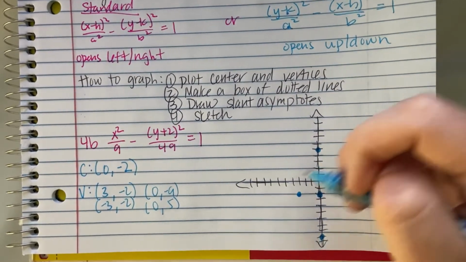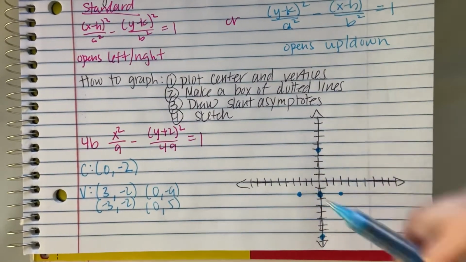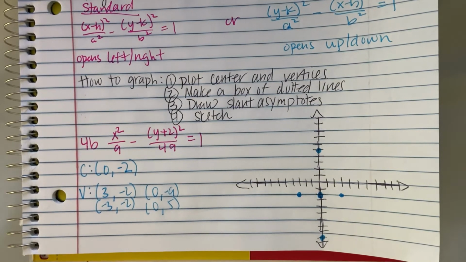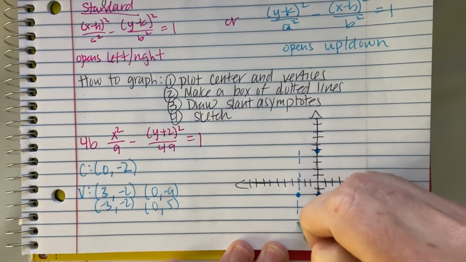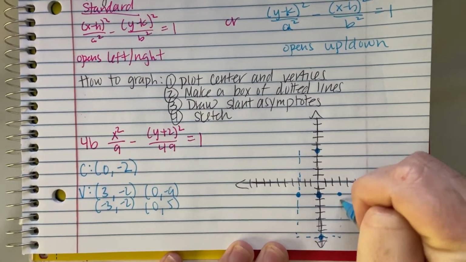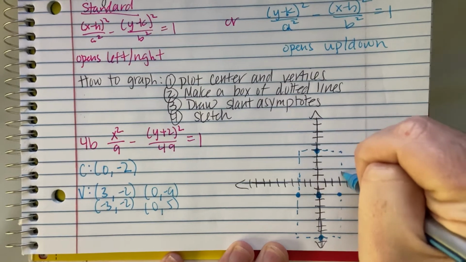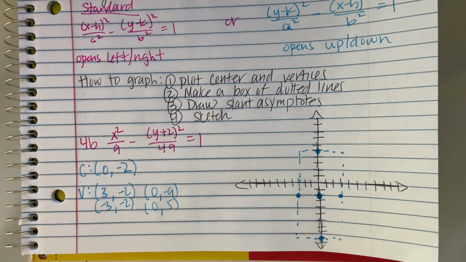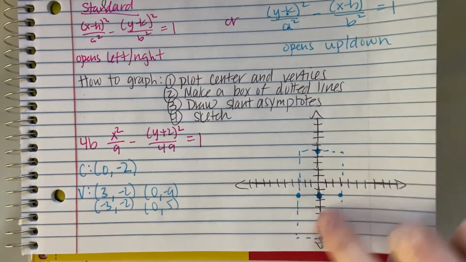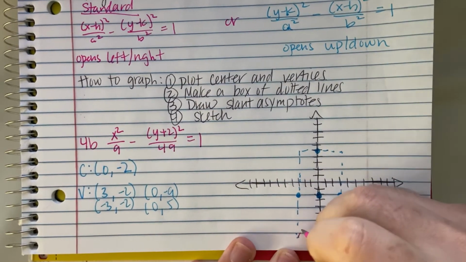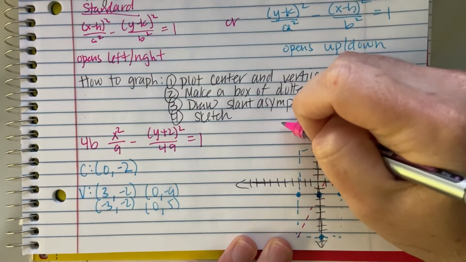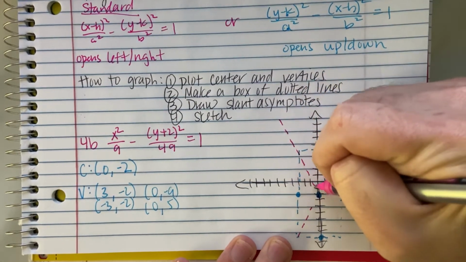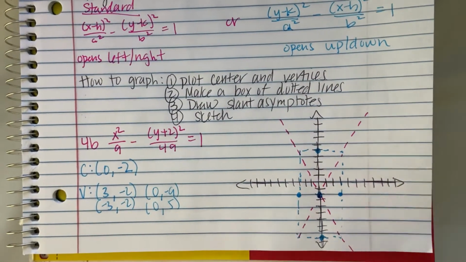Now if we were doing an ellipse, we would connect these in a circular manner. But for a hyperbola, we're not going to do that. We're going to take this and make basically a dotted line box where those are all the sides of the rectangle. And then through that dotted line, it says draw slant asymptotes. It means through the center and the corners, you draw basically an asymptote. These are guidelines for your hyperbola, much like a rational function would have. You draw your guidelines here.